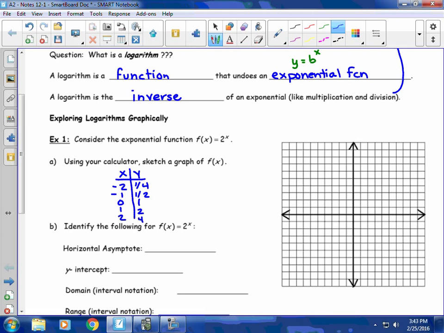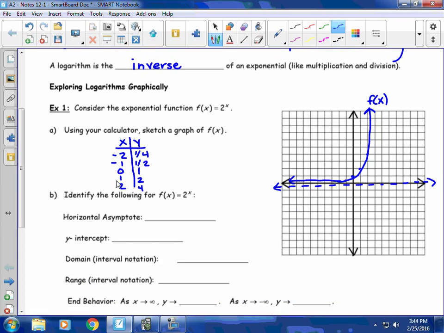All right, so let's plot that. Over here you've got -2, 1/4, so right about there. And then -1, 1/2, a little bit higher, 0, 1, 1, 2, 2, 4. Plotting that gives you f of x. So we've done a lot with exponentials. That should look very familiar to you. Remember, what else do exponential functions have that I usually graph? Horizontal asymptote. So there's a horizontal asymptote here at y equals 0. So go ahead and put that in.